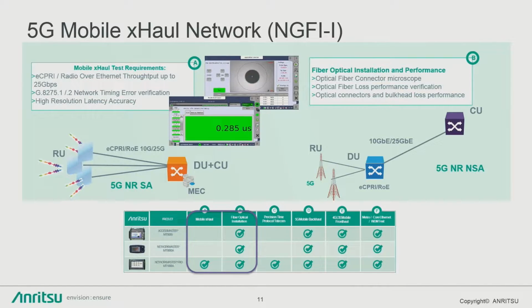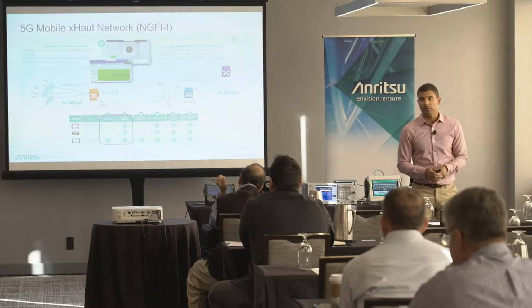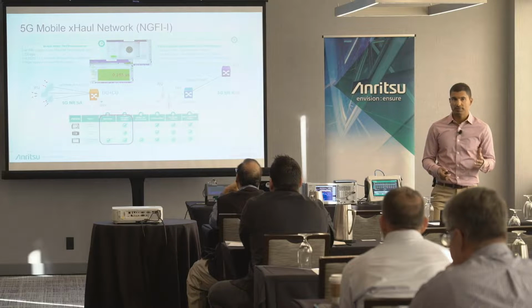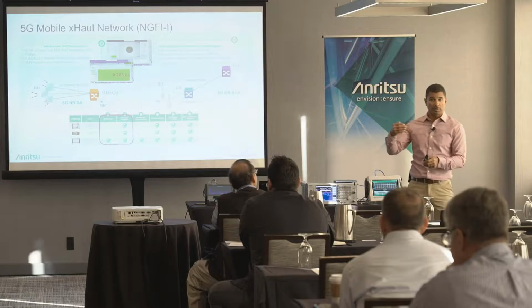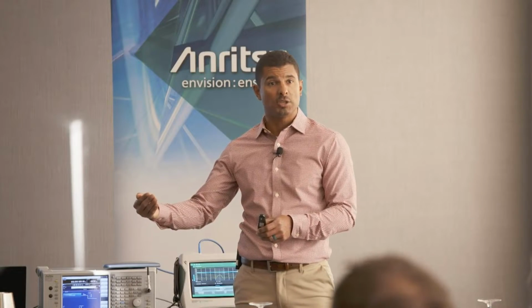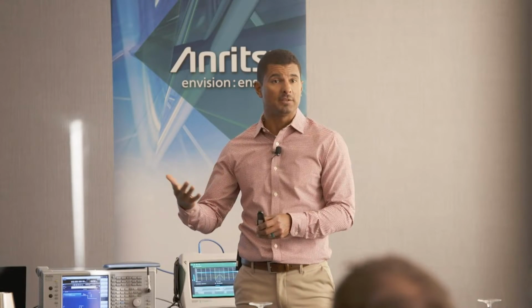Okay? You'll also notice that the requirements are a little bit different. You're going to see terms such as eCPRI and radio over Ethernet throughput. eCPRI and ROE, radio over Ethernet, is replacing CPRI. And I'll explain why. A lot of it has to do with when we start talking about the applications for 5G, we start talking about enhanced mobile broadband, which is a much higher bandwidth utilized requirement.